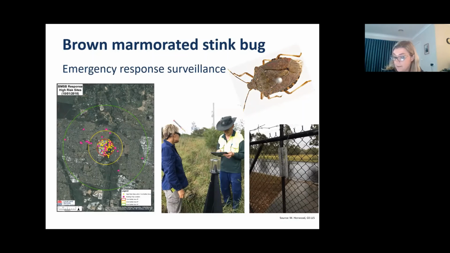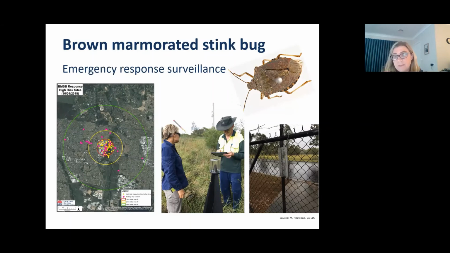So this survey that they did covered nearly 300 hectares in the surrounding area of where the bugs had been intercepted. And that allowed for about 171 traps to be put out near those hosts that had been identified. And those traps had a pheromone lure with them, so that would attract the brown marmorated stink bug to the trap. Those were checked across the area weekly for nearly 6 months.